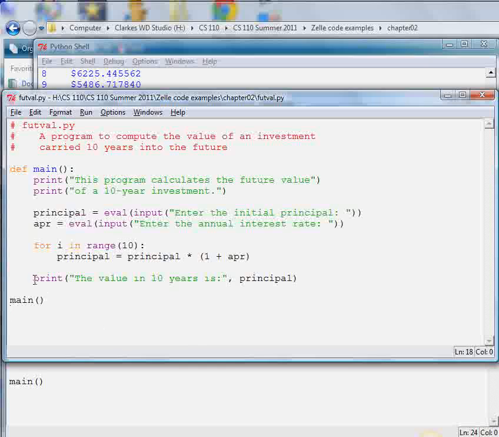And the way the print statement is set up here outside of the for loop, only one print is executed at the end of the for loop, and so you only get your amount after 10 years. So what we want to do is do this year by year.